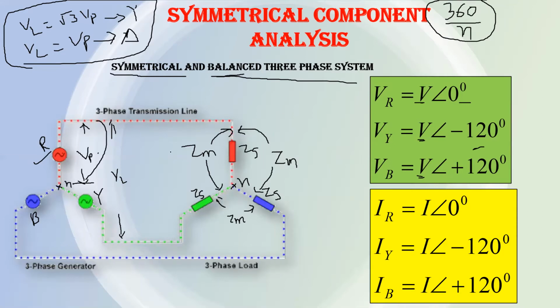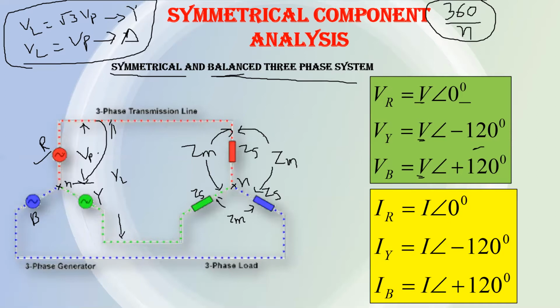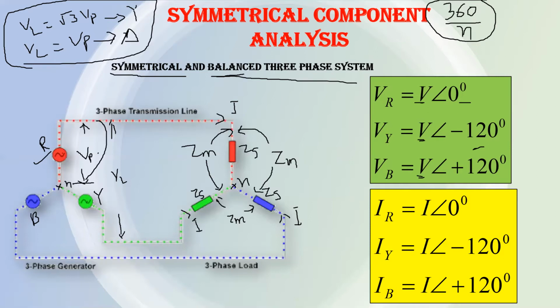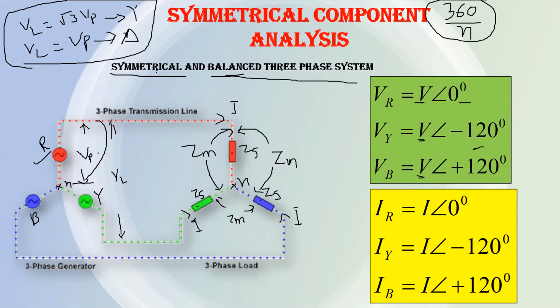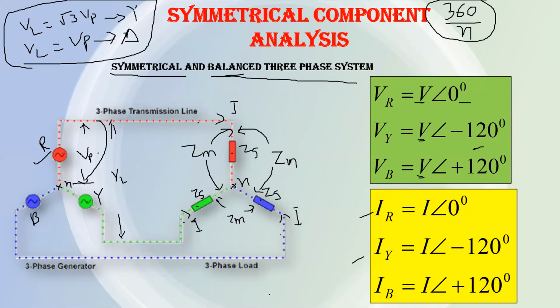And when you give a balanced supply to the symmetrical load, then obviously the current of each phase will also be the same, because current is just the ratio between phase voltage and phase impedance. If it is a symmetrical system, then obviously its phase impedance will be the same. And if it is a balanced supply, then obviously the phase voltage will also be the same. So V by Z is the same for each phase, and you will get this phase current.